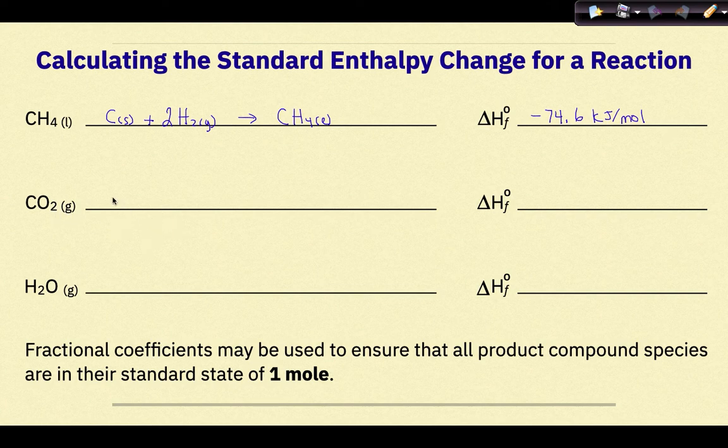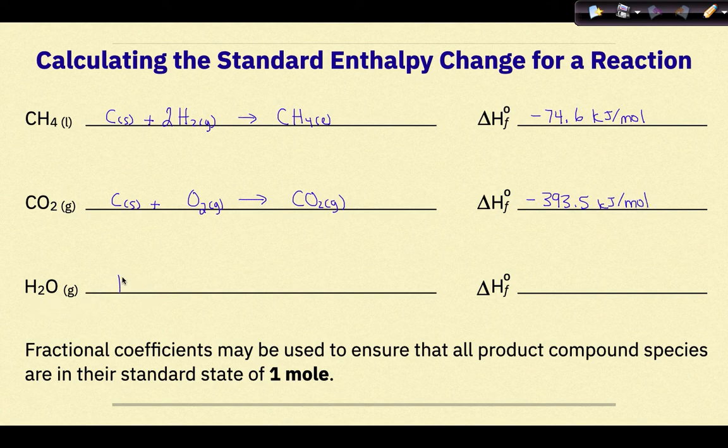Carbon dioxide. So again, we have solid carbon plus oxygen gas yields carbon dioxide gas. 1 carbon, 2 oxygens, 2 oxygens. Hey, that's done. That's awesome. And then we would look up the heat of formation value for carbon dioxide, and that is negative 393.5 kilojoules per mole. And then finally, water.